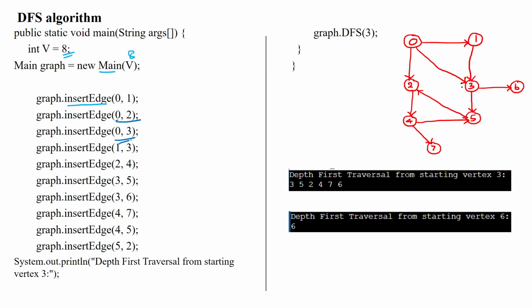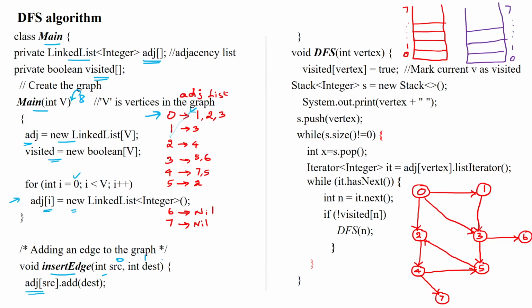Next one is 0 comma 3. Here the source vertex is 0 and 3 is the adjacency vertex, so now we have added 3. So for 0 we have created the adjacent nodes as 1 comma 2 comma 3.